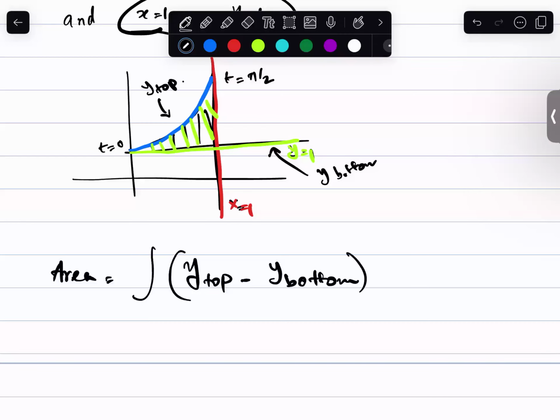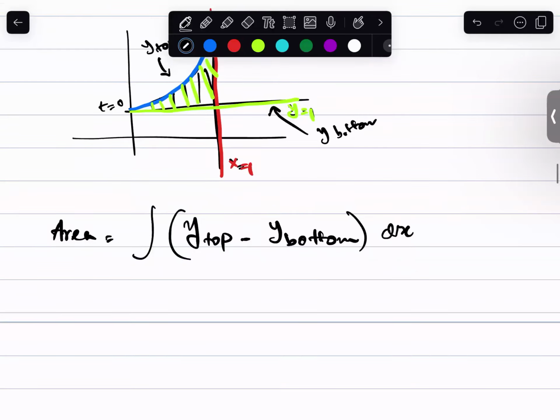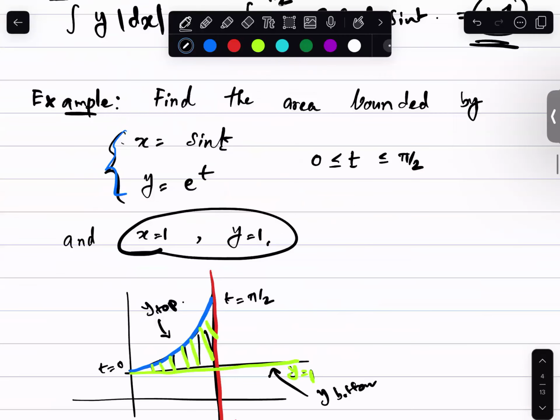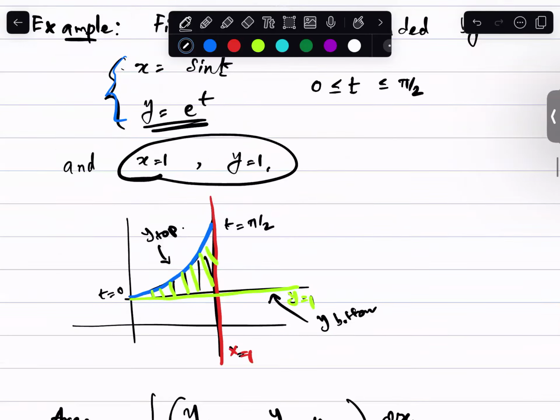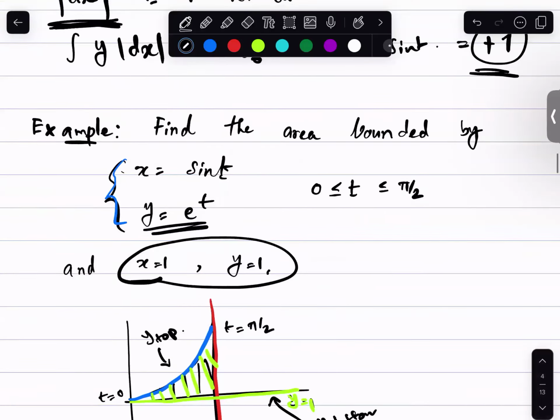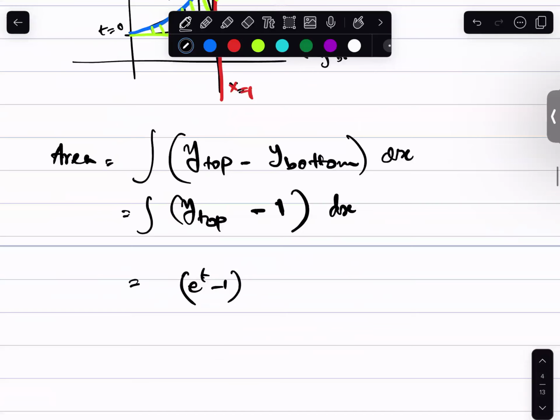Integration of this dx, right? I know that y bottom is just 1, so therefore it will be y top minus 1, integration dx. Now what is y top? This is this formula, right? So it'll be e to the t minus 1, and then dx, using this, dx will be just cosine t dt, right? And then t is varying from 0 to pi over 2, given in the problem.